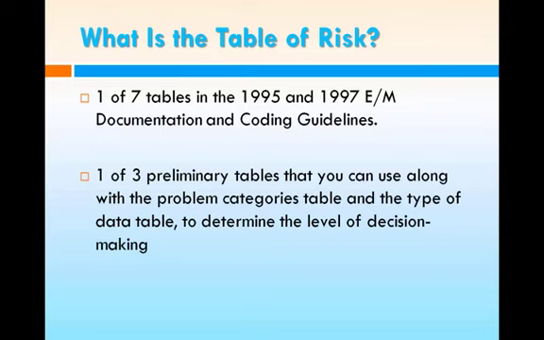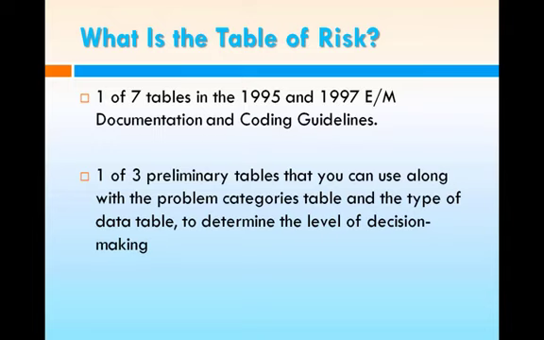What is the table of risk? And maybe you've heard about this, people refer to it. It actually lives in two different forms. CMS published the table of risk as one of 7 tables in the 95 and 97 EM documentation and coding guidelines. So you can find it in both of those guidelines. Medicare providers are supposed to use the tables to calculate the history, exam, and medical decision-making types.